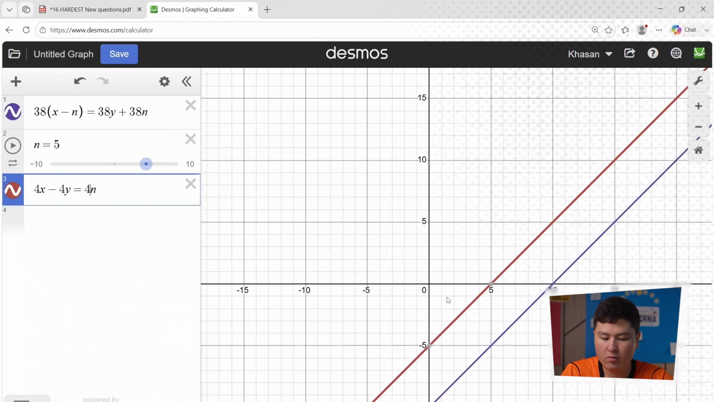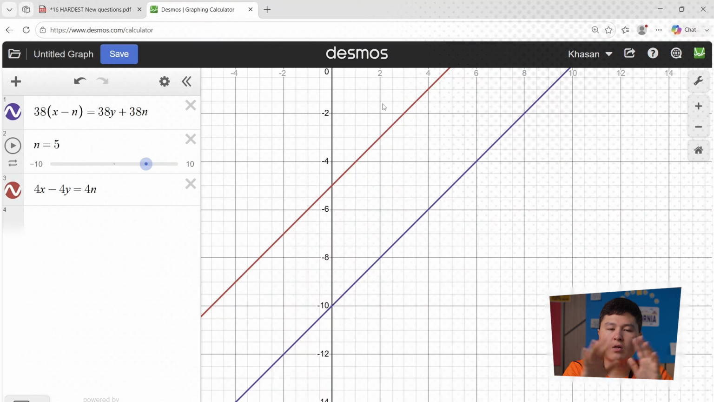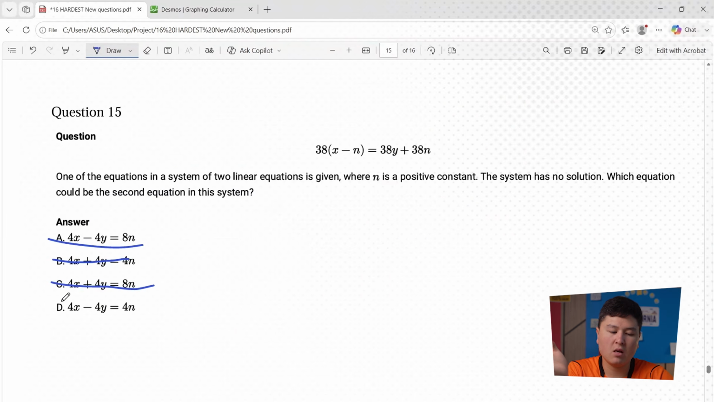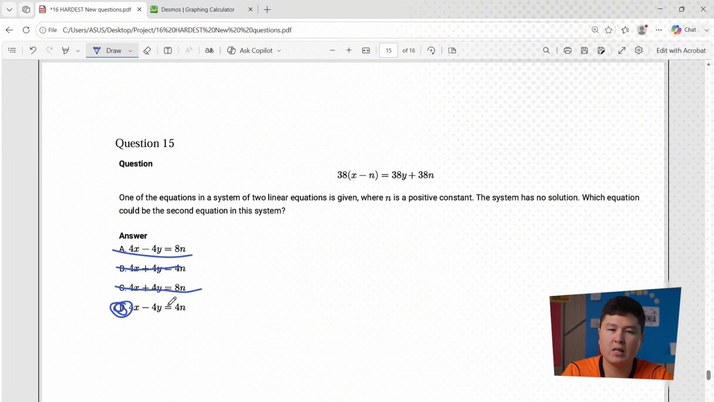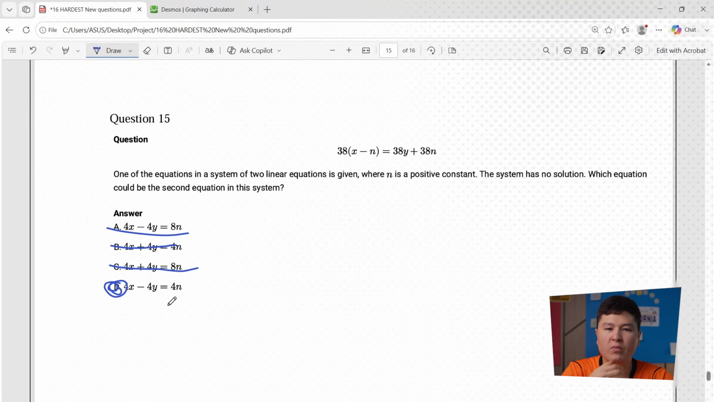Guys, look, now they are parallel lines which never intersect, so they are not going to have any solutions. The answer is just D, guys. You can easily solve it with Desmos, and again, to learn more about Desmos, just go to my YouTube channel and watch the videos fully.